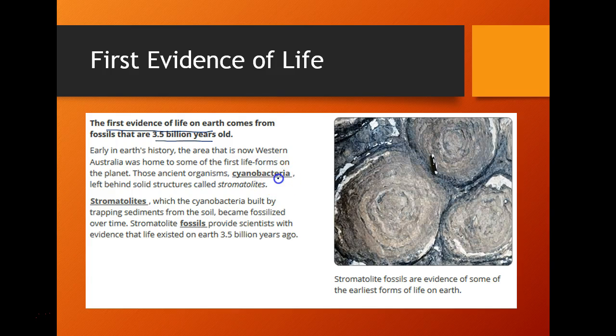And the reason why we know that they existed that long ago is because they left behind these solid structures called stromatolites. Stromatolites are built by these bacteria, and how they build them is by trapping sediments from the soil, and then that becomes fossilized. When scientists date back these fossils, they date them back to 3.5 billion years ago. So again, these are the earliest fossils that we know of.